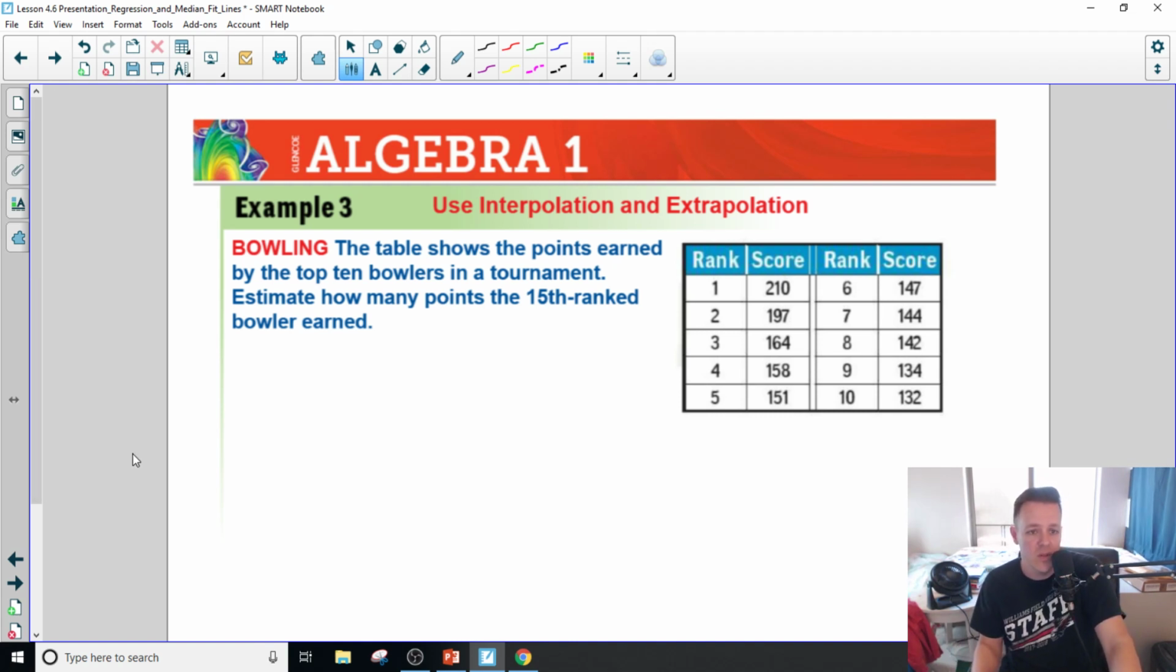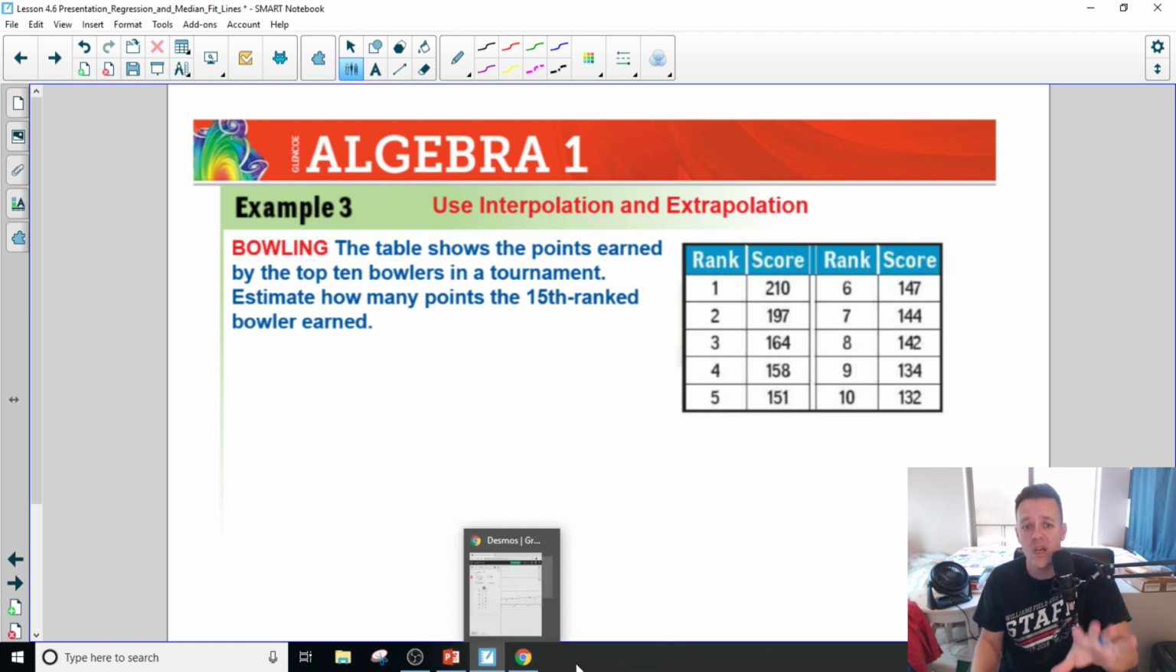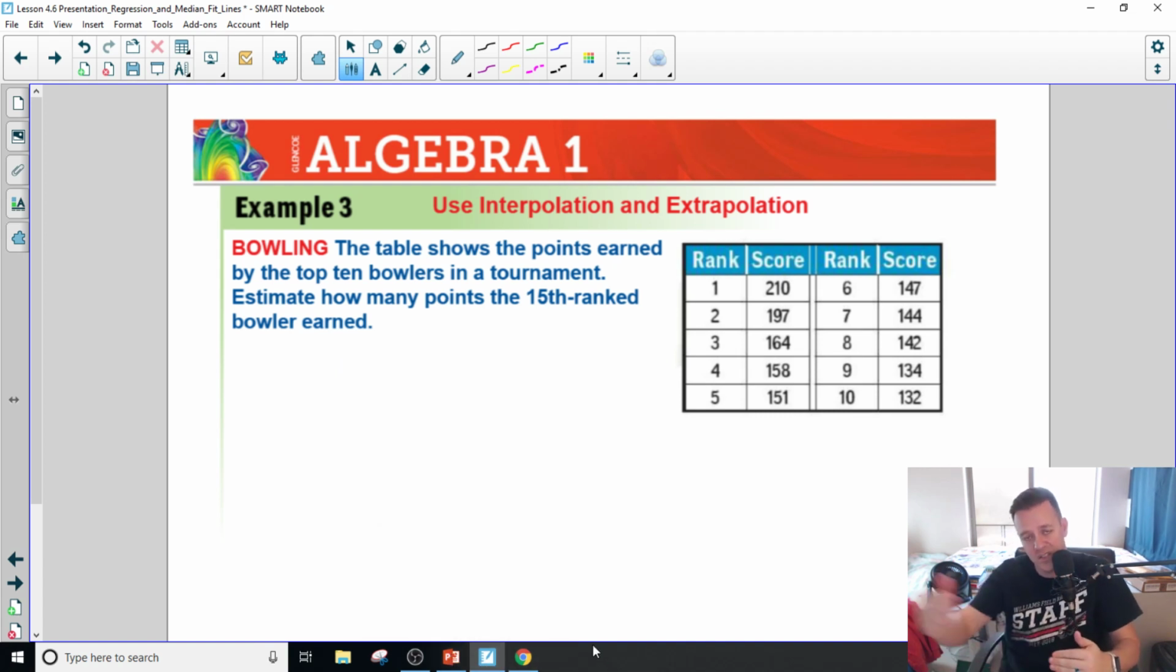All right, two other things: interpolation and extrapolation. What we're going to do is use this data to extrapolate more data further on down the road. For example, we're going to enter this in, and then estimate how many points the 15th ranked player earned. First off, we looked for the line of fit. We found the line of regression, which is the R equals. Now, ladies and gentlemen, we're going to transform this into an actual interpolation to give us an estimation.